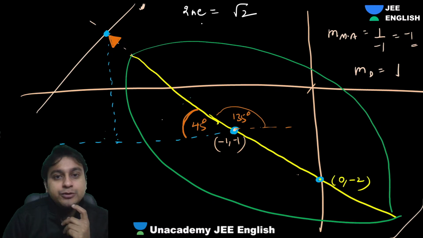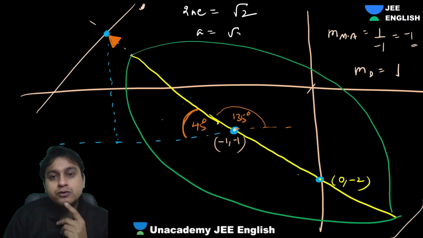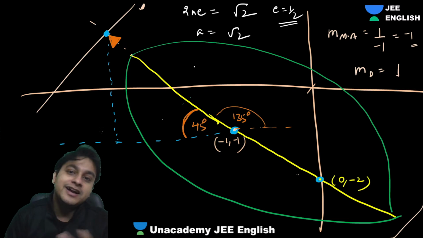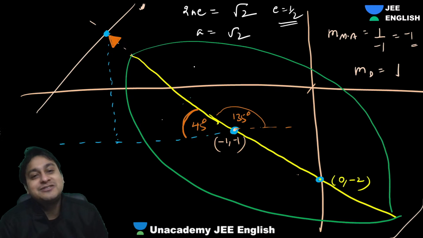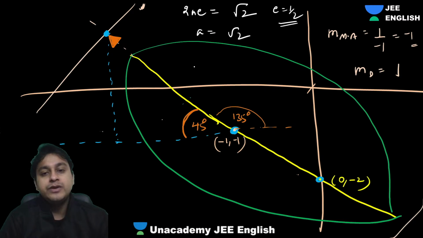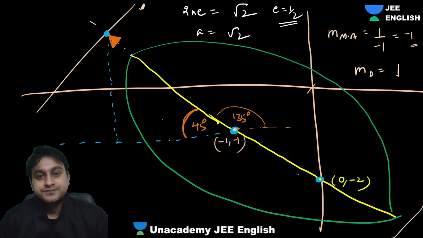So guys, let's put E as half. So we'll get 2A equals √2, because E is half. That is given. Great. So E has come, A has come. Guys, I think now everything is pretty much sorted. So what we'll be doing is one thing.